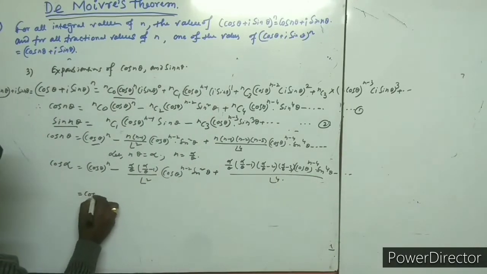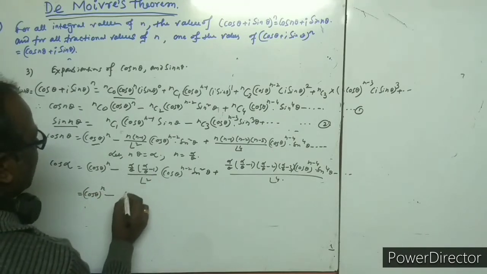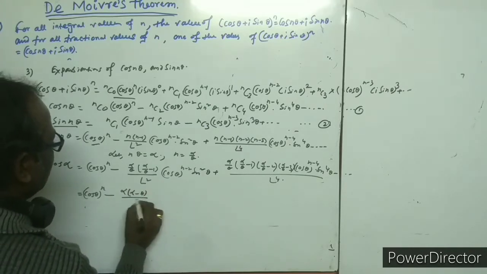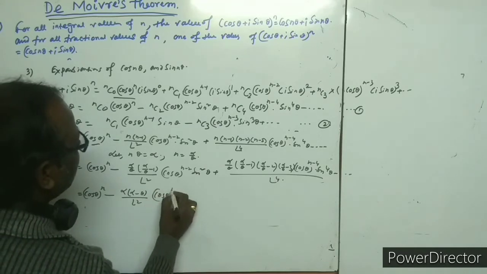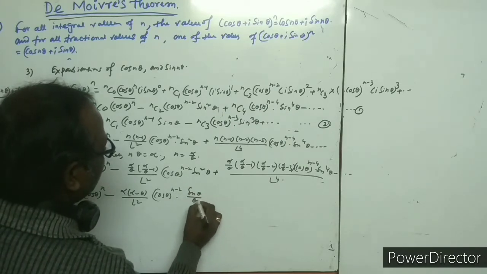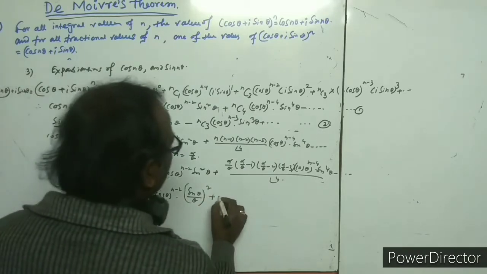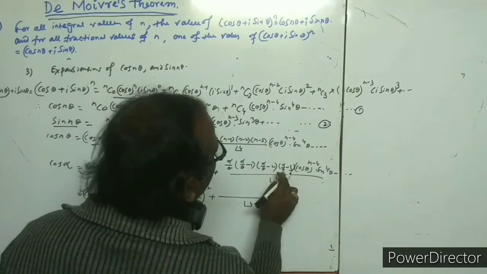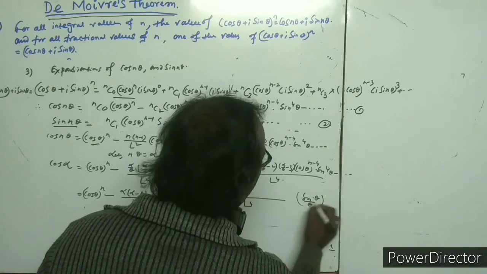See again, cos theta to the power n, and take the LCM as theta, so alpha into alpha minus theta by factorial 2, and cos theta to the power n minus 2, and that is sin theta by theta whole to the power 2, and plus this is factorial 4, 1 2 3 4, and this is sin theta by theta whole to the power 4 here.